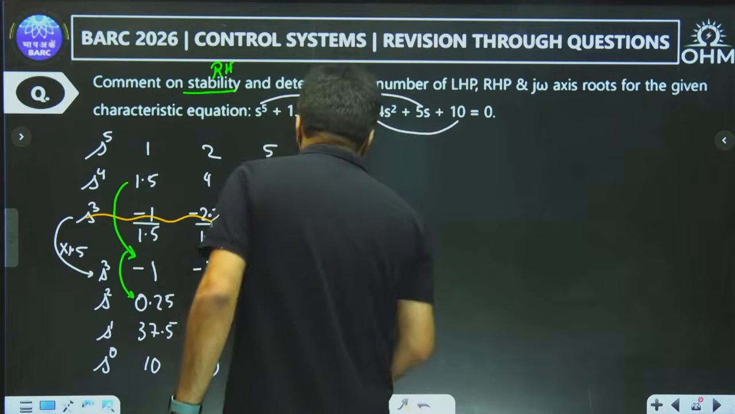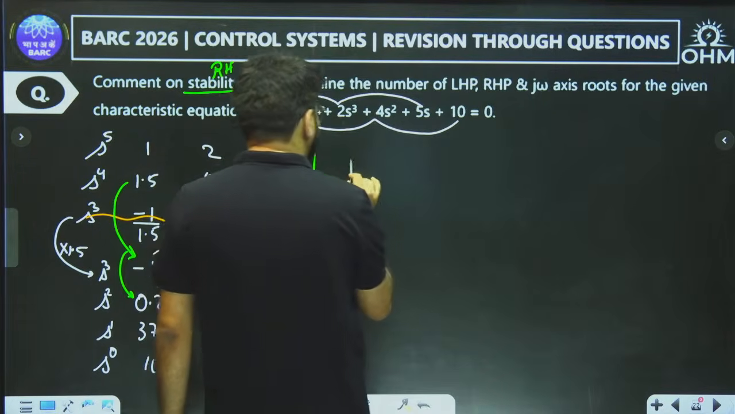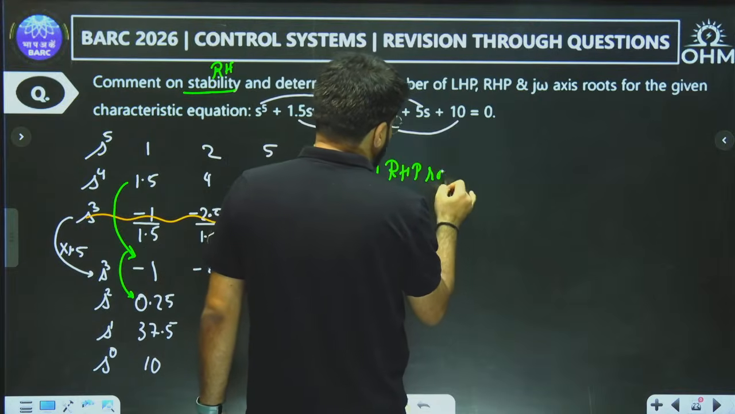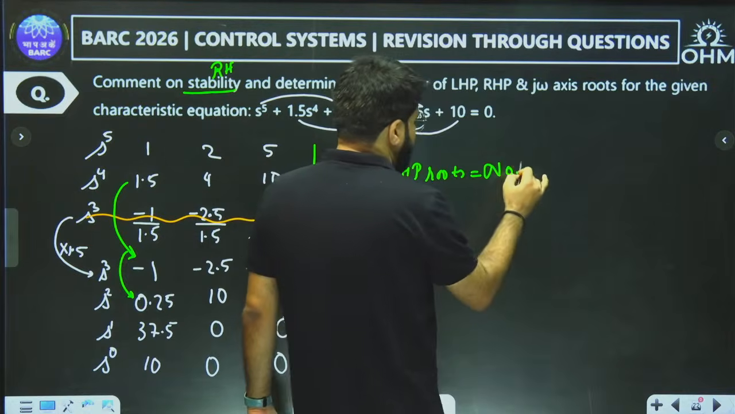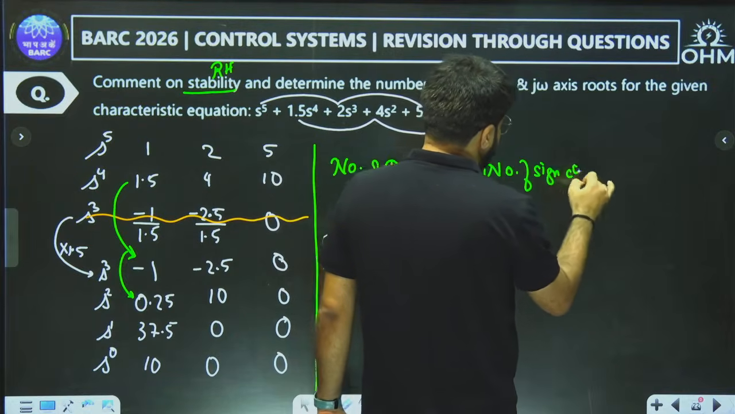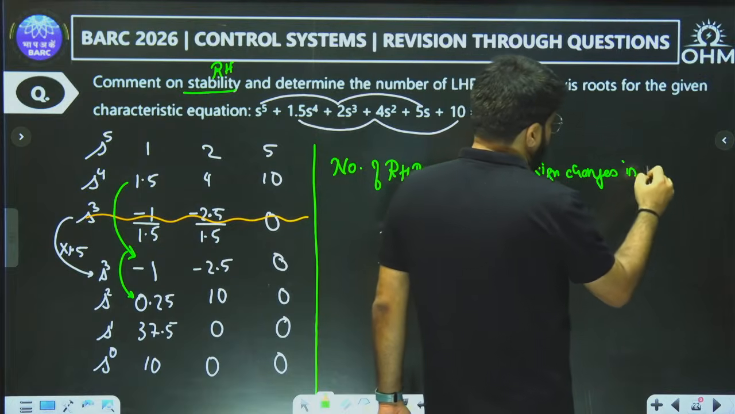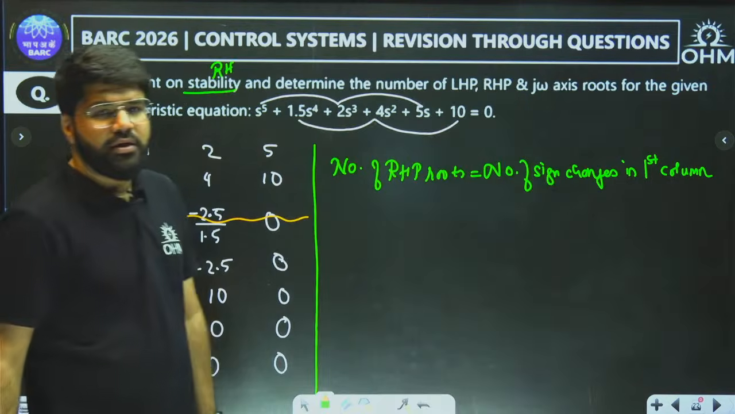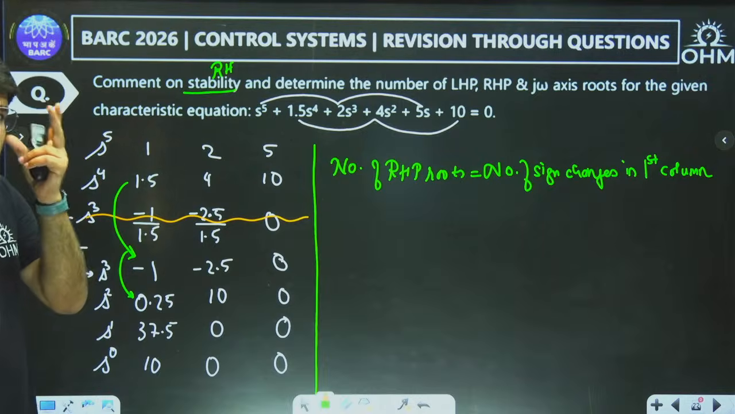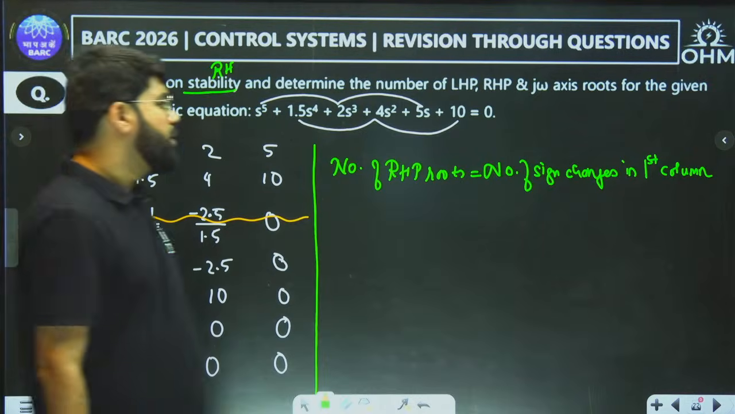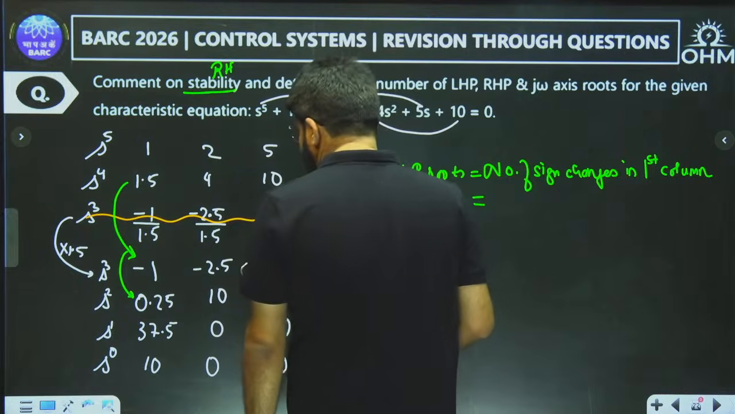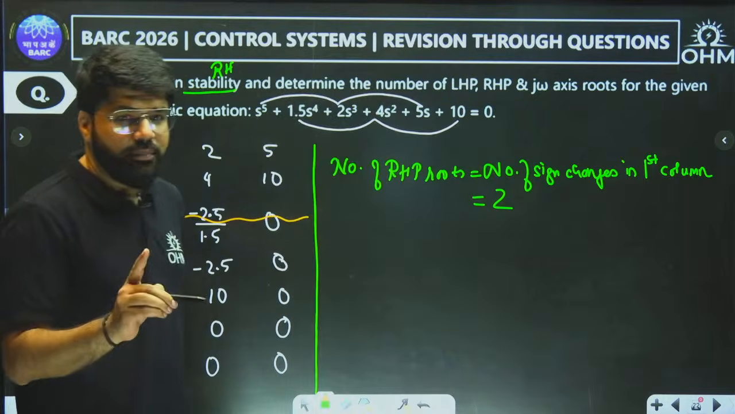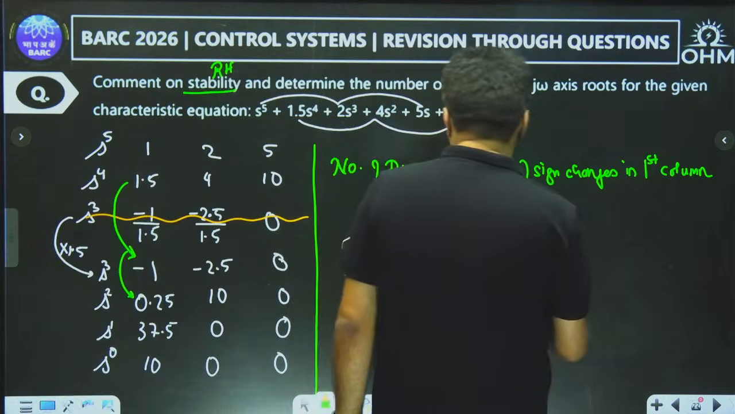How many RHP roots? The number of RHP roots is given by the number of sign changes in the first column of the Routh array. How many sign changes are there? Positive to negative, negative to positive, so there are two sign changes. You don't have to count negative numbers, you have to count sign changes. So there are two RHP roots.